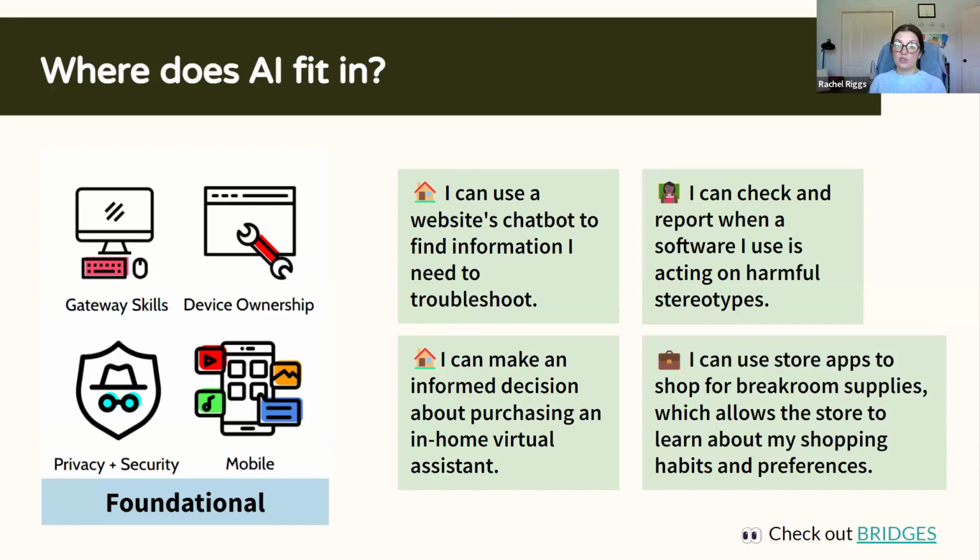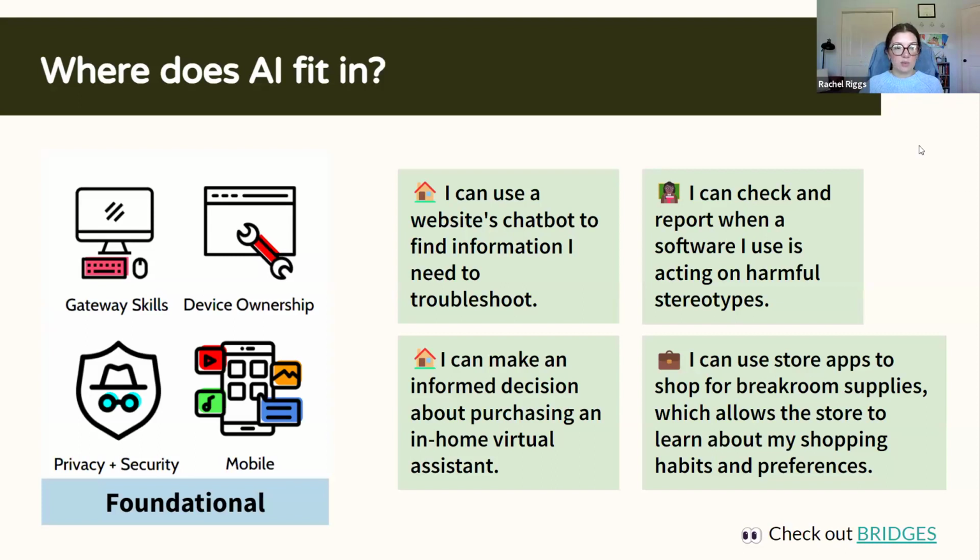This is a workplace competency. I can use store apps that fall into that mobile domain to shop for break room supplies, which allows the store to learn about my shopping habits and preferences. So these are all just very discrete competencies related to AI that fit into a broader digital skills framework.